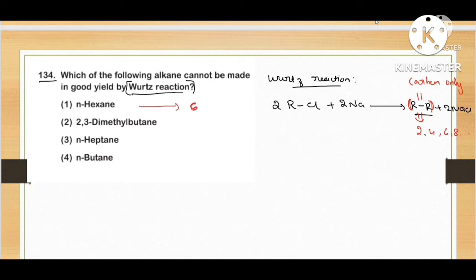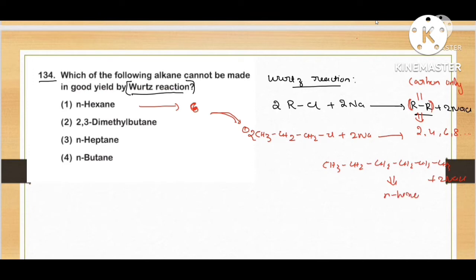N-hexane. In N-hexane 6 carbons are present. This is even. This can be produced by Wurtz reaction. Now let us look into the reaction. CH3 bond CH2, CH2, Cl plus 2 moles of sodium. Here 2 moles of CH3, CH2, CH2 bond Cl plus 2 moles of sodium gives rise to CH3, CH2, CH2, CH2, CH2, CH3 plus 2 moles of sodium chloride. Here N-hexane is produced. How many carbons are present here? Number of carbons is 6. 6 is an even number.